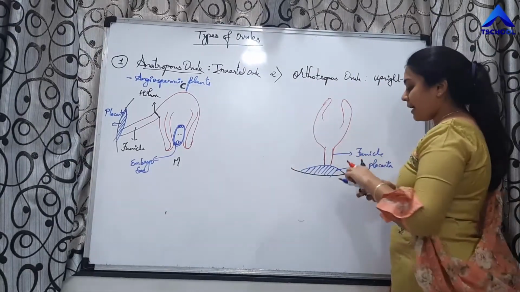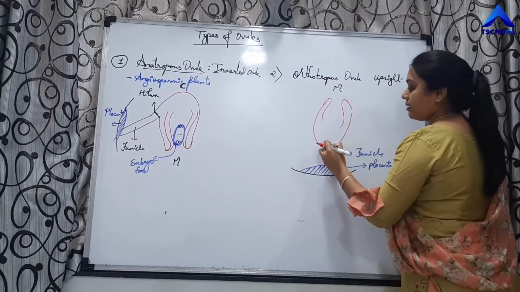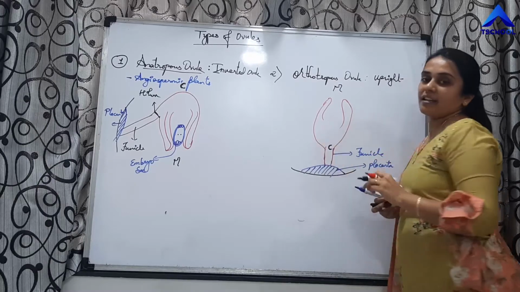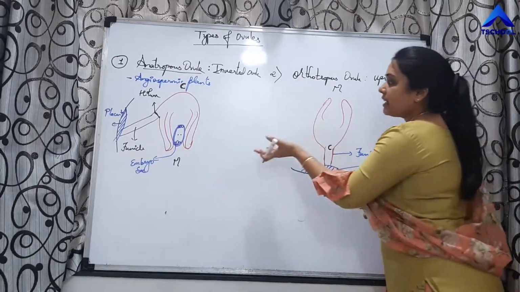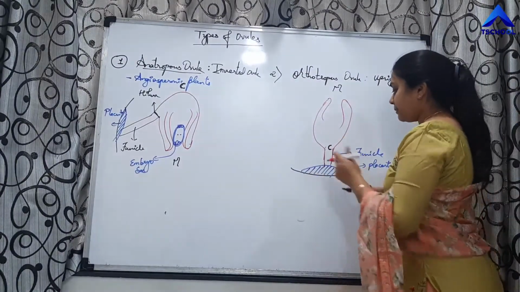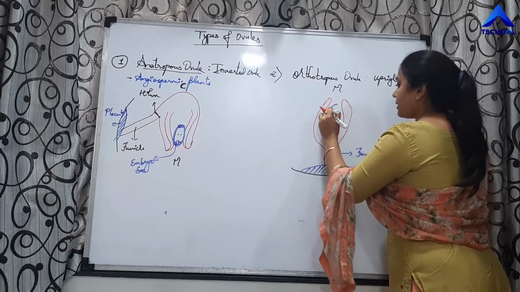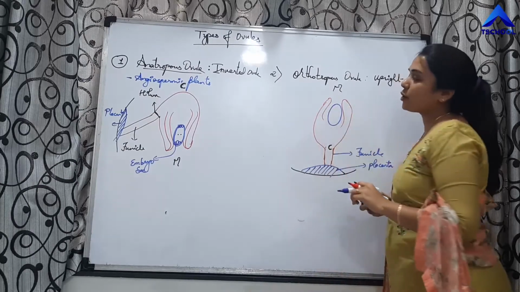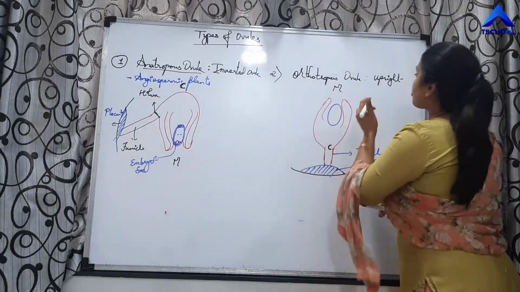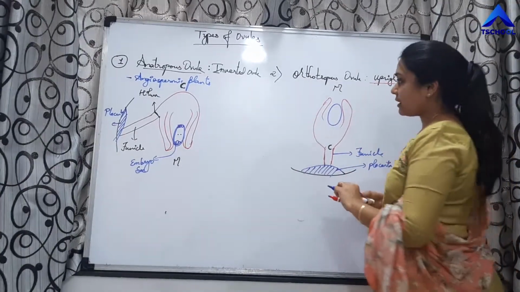So micropyle end is towards the upper side and chalazal end is towards the lower side. It is reverse of the anatropous ovule, right? That is funicle, and within it again there will be an embryo sac. So this is orthotropous ovule. It is an upright ovule, right?